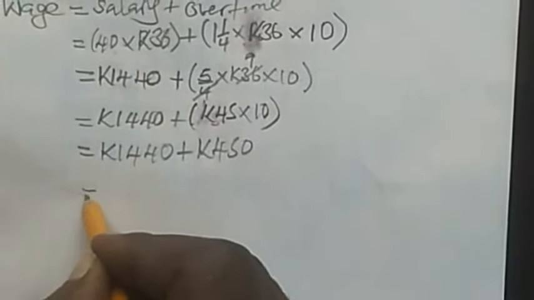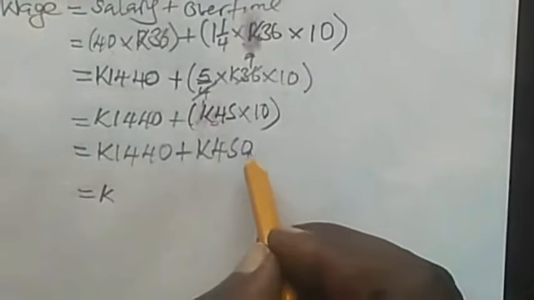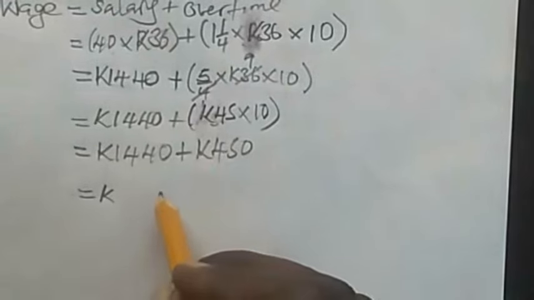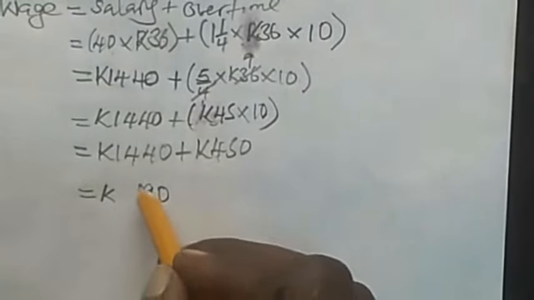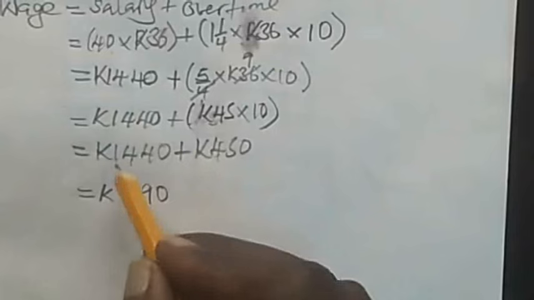So we're going to say equal to, we put the kwacha sign, then 0 plus 0 will give us 0. Then 5 plus 4 will give us 9. Then 4 plus 4 will give us 8. Then here we have got 1. So this will be her wage. Her wage for that week, where she worked 10 hours of overtime, was 1,890 kwacha. Basically this is what you need to do to get the correct answer.